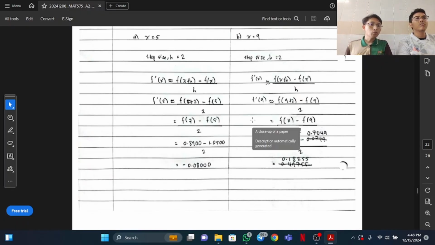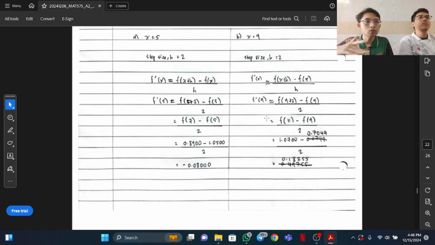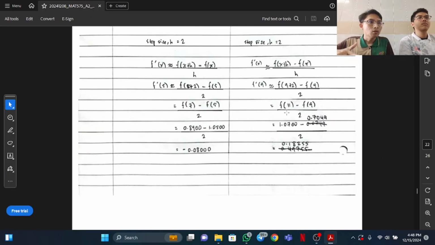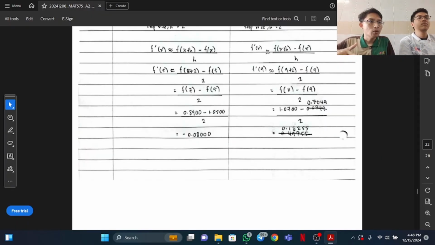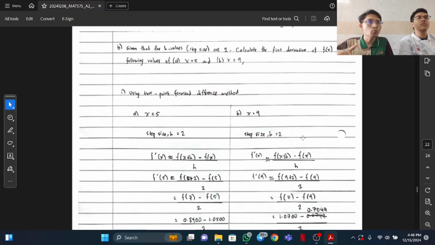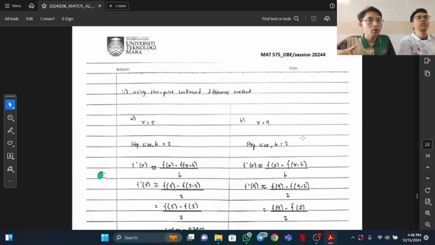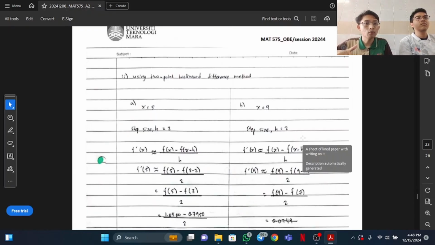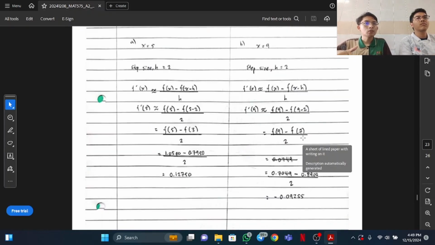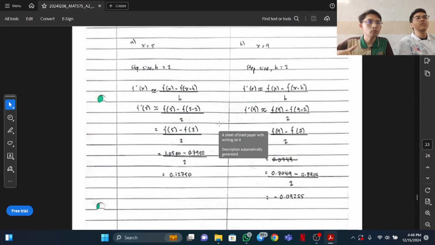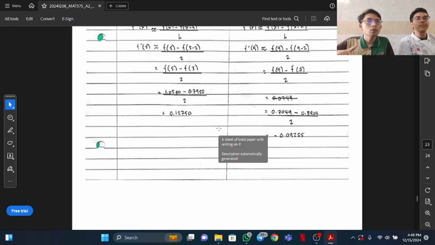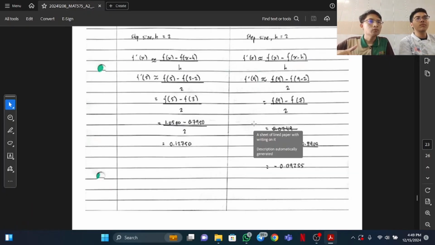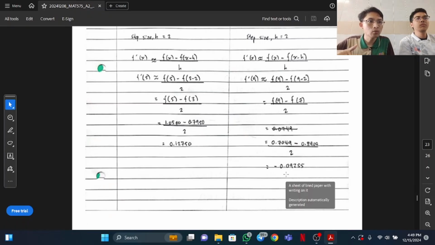So for part b, when x equal to 9, we substitute the given x and h using the formula. Then we got the final answer of 0.18255. Now that was about using the 2-point forward difference method. However, question 2 is about using the 2-point backward difference method. So the formula is quite different. For the second one, the formula is f(x) minus f(x minus h) divided by h, which is different compared to the first one. So we just substitute the data from x equal to 5 and step size 2, the same as before. We get 0.12750. Whereas when x equal to 9, we get the final answer of negative 0.09255.